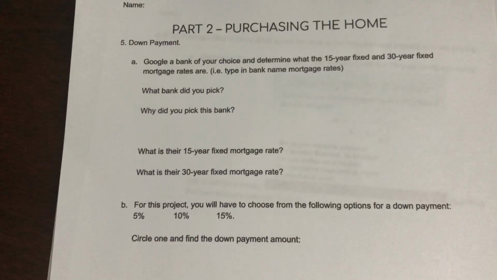5A says, Google a bank of your choice and determine what the 15-year fixed and 30-year fixed mortgage rates are. So for this case, you're going to type a bank name and then the words mortgage rates into Google. I picked Wells Fargo.